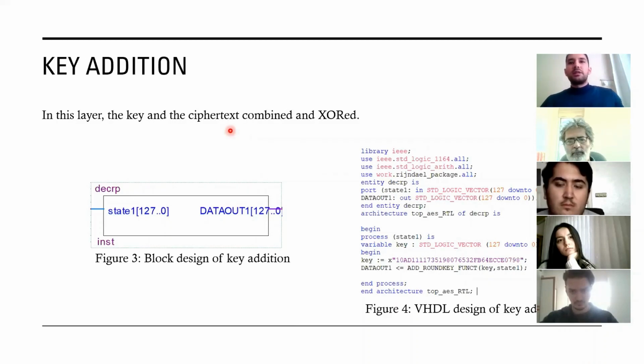Let me explain the key addition layer. In the key addition layer, we do the XOR operation. The input to the key addition layer is first the key. The 128 bits of key is fed into the key addition layer, and also the ciphertext is fed into the key addition layer. Then we get the output.